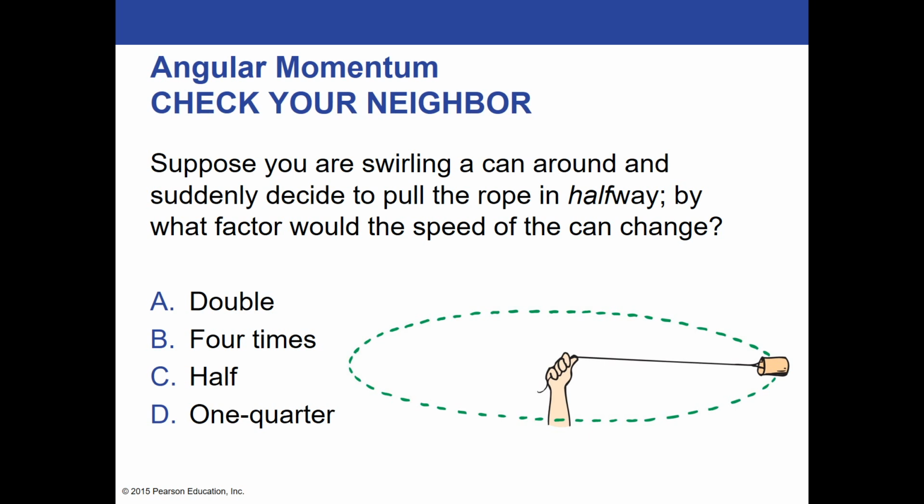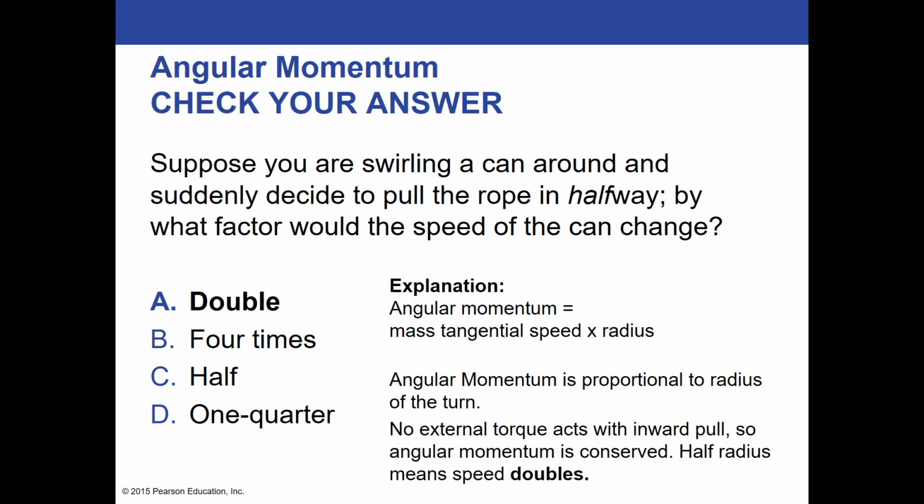Suppose you are swirling a can around and suddenly decide to pull the rope in halfway. By what factor would the speed change? And speed in this case is tangential speed. So remember that angular momentum can be written as mass times tangential speed times radius. So if you decrease the radius by half, the tangential speed will double.